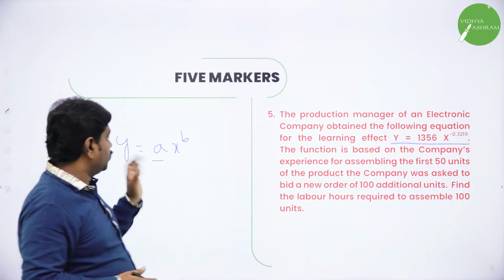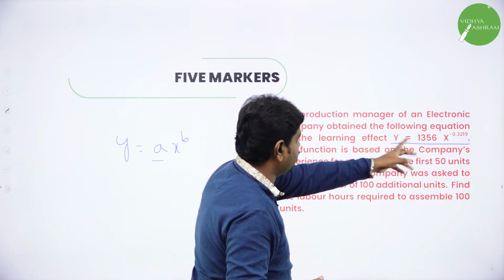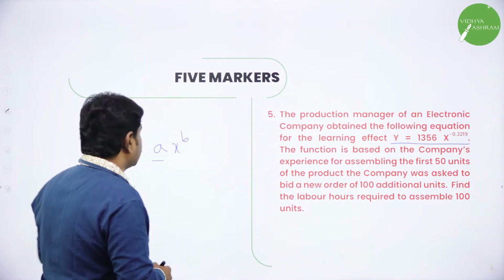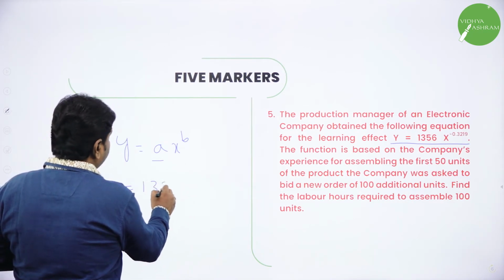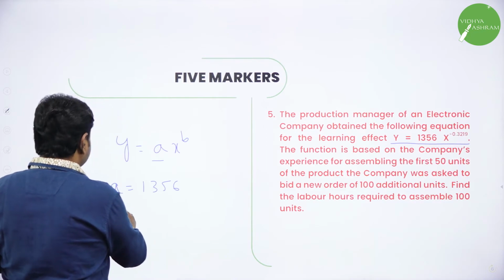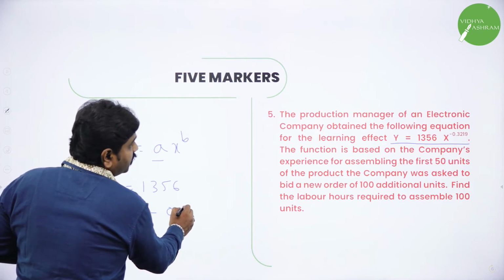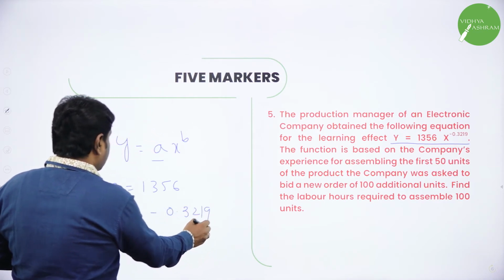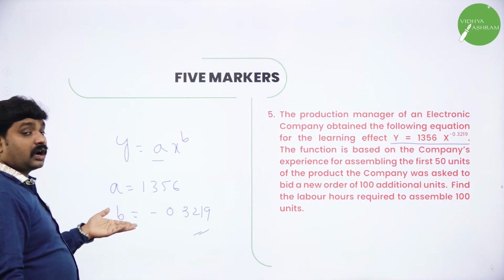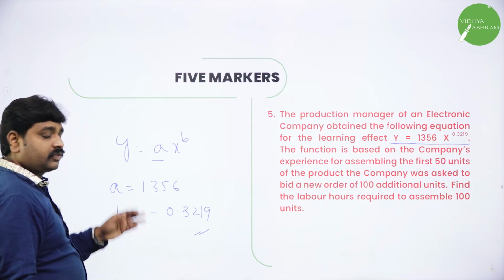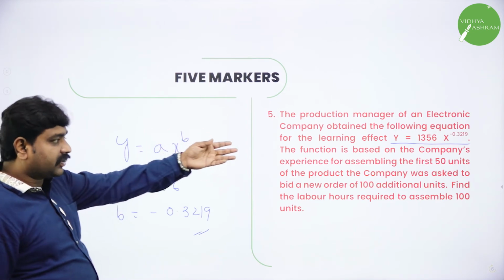So now this is in this form. From this you can say what is a, what is x, what is b, and a and b you can find. A means time for first unit. What is time for first unit? Time for first unit is 1356 hours. What is index of learning? B, log of learning effect divided by log 2, that is minus 0.3219. I told you always the index of learning will be negative. Now you know this is log of learning effect divided by log 2. From that you can get the learning effect also. So now this is given and we will compare the equation.